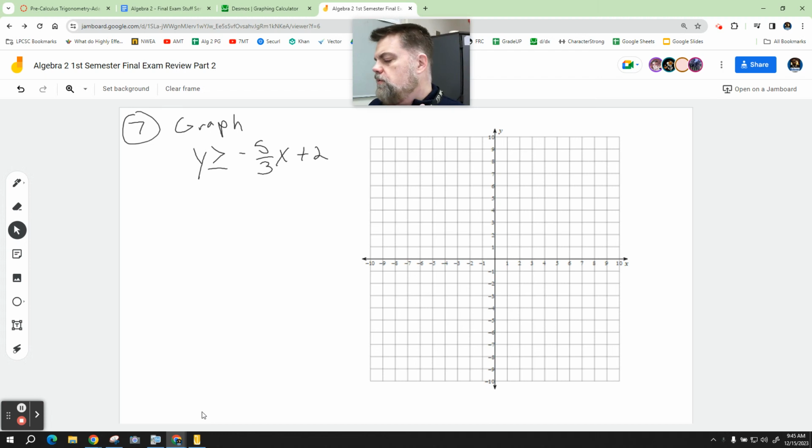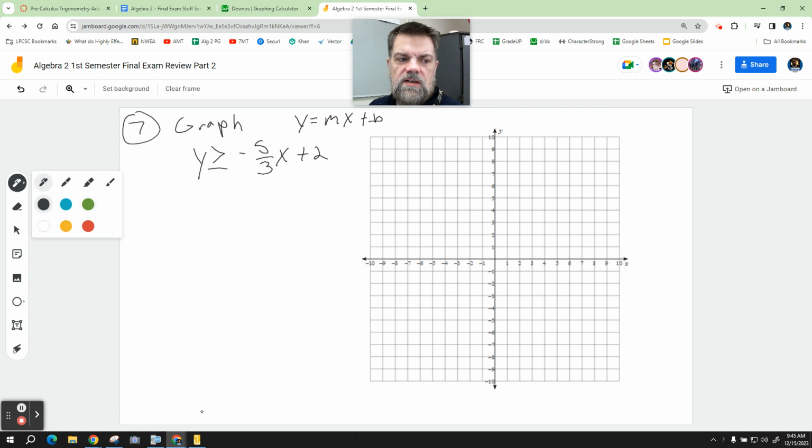Alright, so I'm going to show you how to do this on the fancy calculator and also on Desmos and by hand. So we'll do it by hand first. This is already written in y equals mx plus b form, right? In other words, we know what the slope is and we know what the y-intercept is.